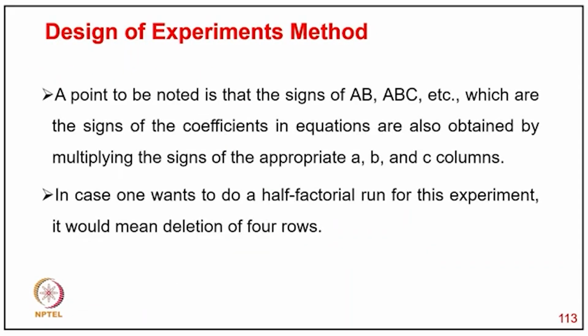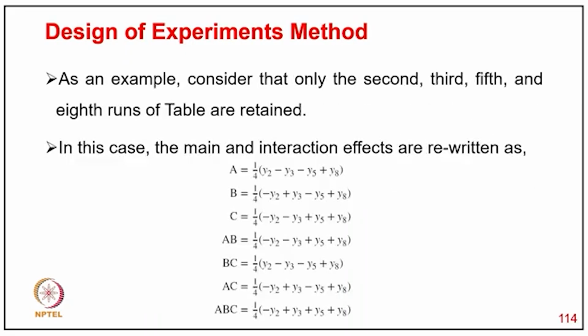A point to be noted is that the signs of AB, ABC, etc., which are the signs of the coefficients in the equation, are also obtained by multiplying the signs of the appropriate A, B, and C columns. In case one wants to do a half factorial run, it will mean a selection of 4 rows. As an example, consider only the second, third, fifth and eighth runs of the table, and in that case, you will have the main and interaction effects rewritten as A equal to 1/4 (y2 minus y3 minus y5 plus y8). Similarly, you have ABC and all the effects.